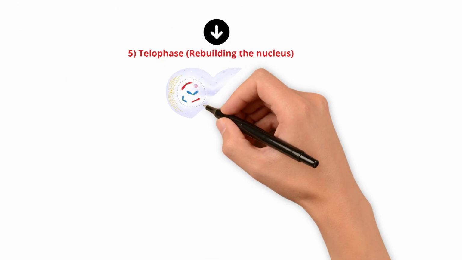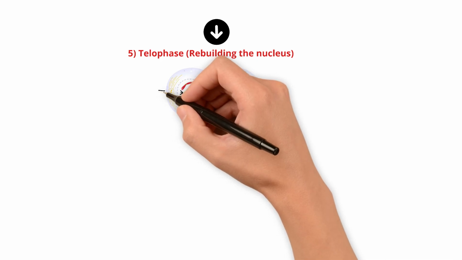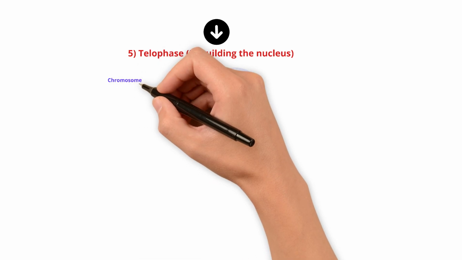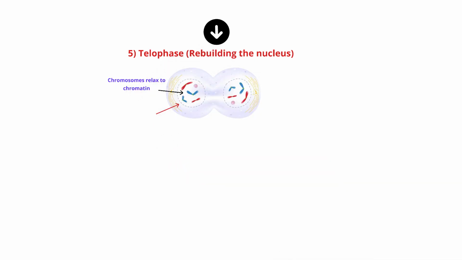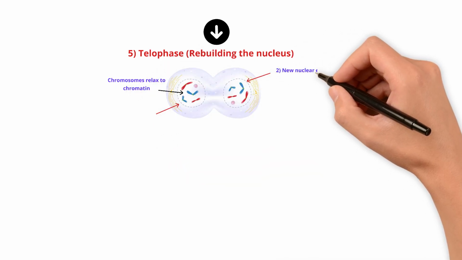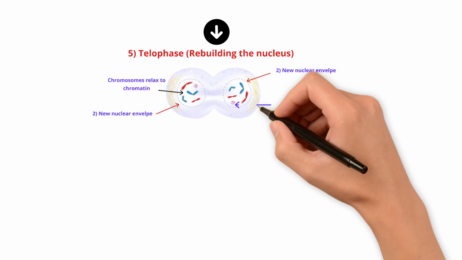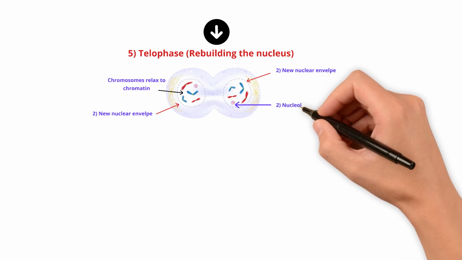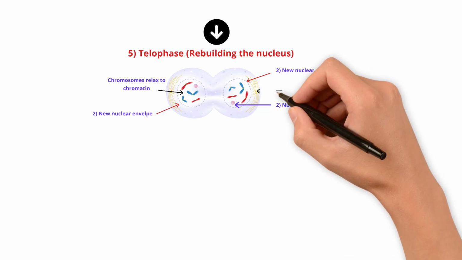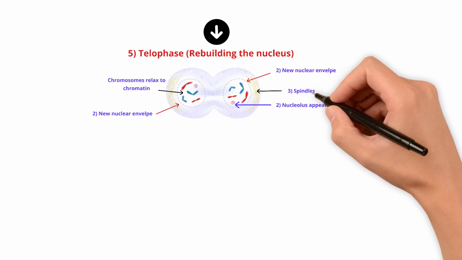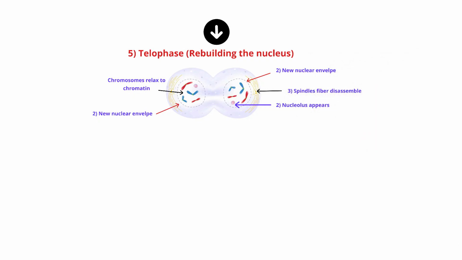The last phase of mitosis is Telophase and is called rebuilding the nucleus. Now, at each pole, the chromosomes begin to relax back into chromatin. Also, new nuclear envelopes are formed around each set of chromosomes of the daughter cells. Moreover, the nucleolus reappears in each cell, signaling that protein synthesis can soon resume. Finally, the spindle fibers disassemble, as their job is now done. So, in telophase, the cell has essentially created 2 nuclei, each a genetic mirror of the original mother cell of 4 chromosomes.